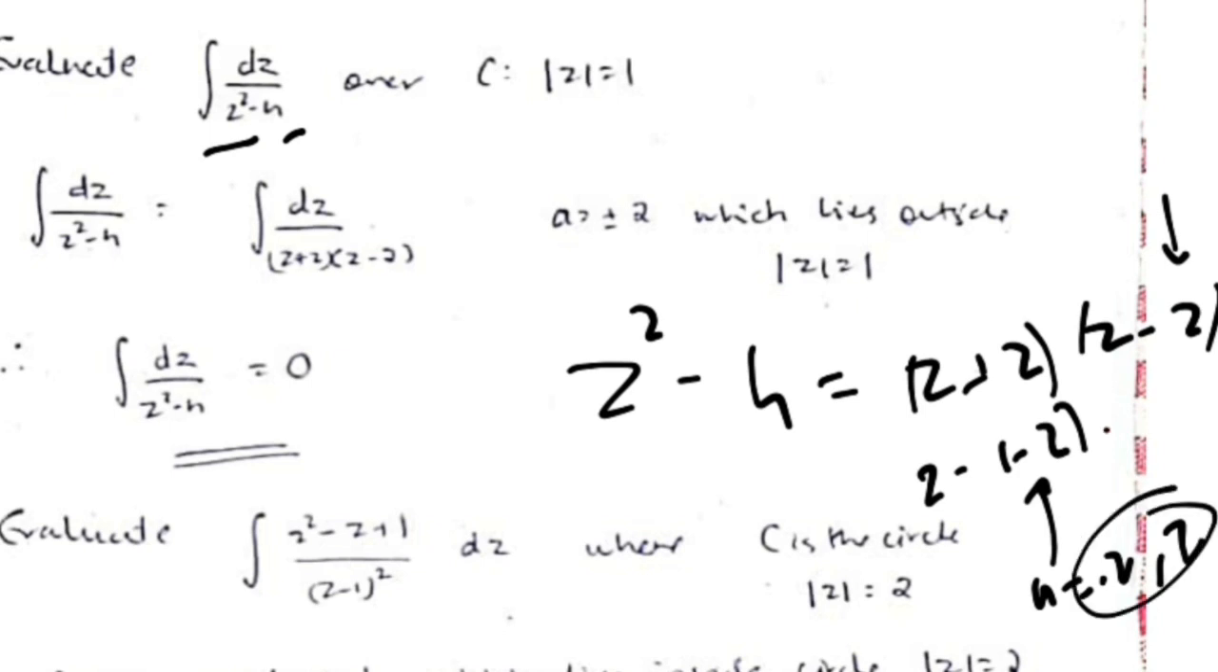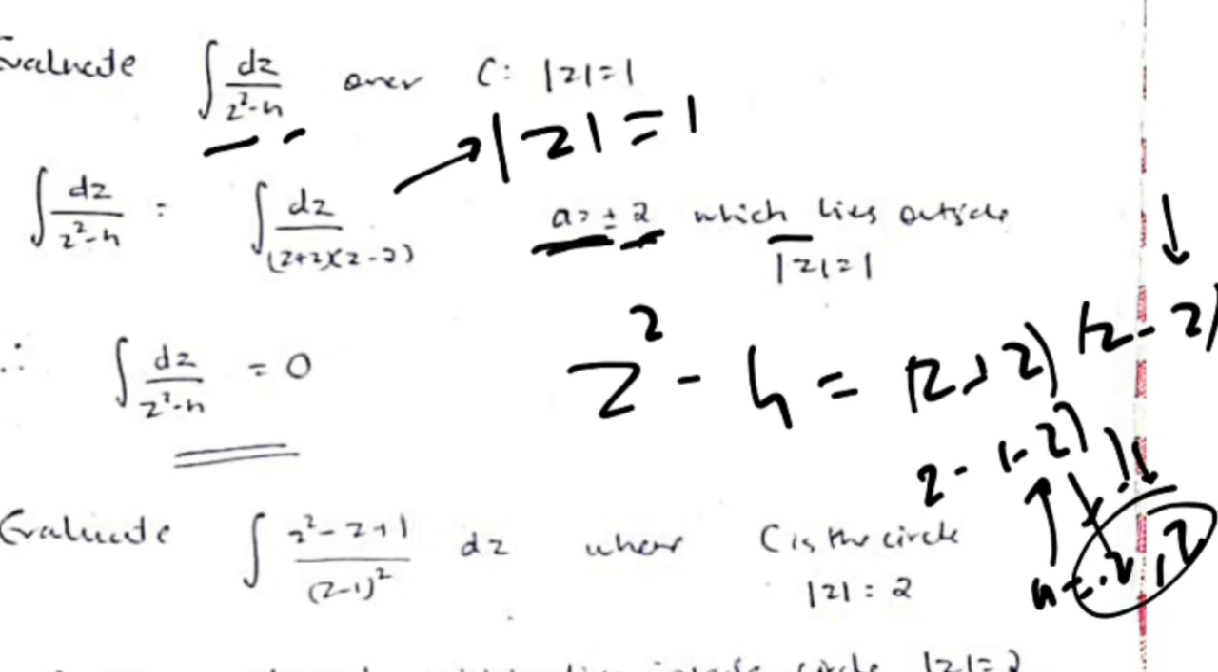See, these both points lie outside the circle. Why? Because mod z should be less than 1. What is mod z here? Mod z in both cases is 2, which is greater than 1. Okay. Whenever we get a value which is greater than 1, we have to write that the given points are lying outside the circle with radius 1. Therefore the value of the integral will be 0.